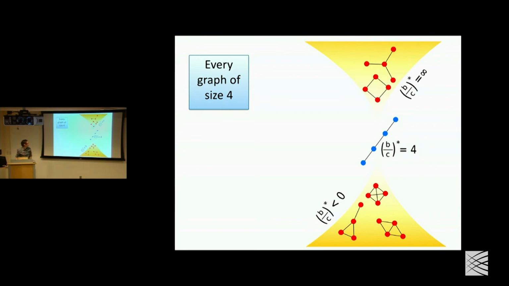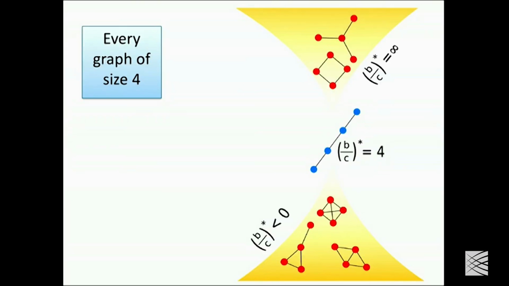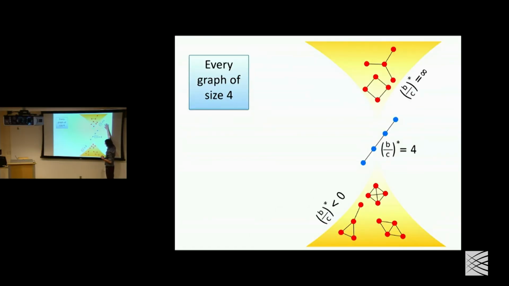Applying this result, we'll first look at small graphs. For all the graphs of size 4, there aren't very many of them. We get only one that has a positive benefit cost threshold. So if you're on the line graph, then you need a 4-fold benefit relative to your cost for cooperation to be favored. These graphs here don't favor cooperation or spite. These graphs down here favor spiteful behavior.